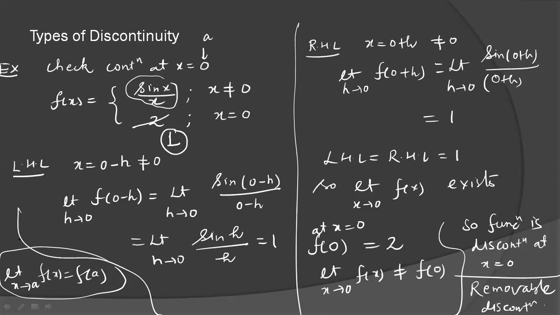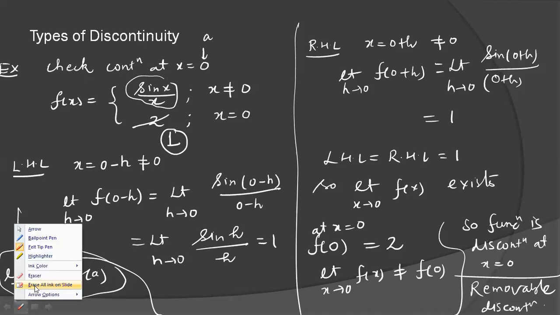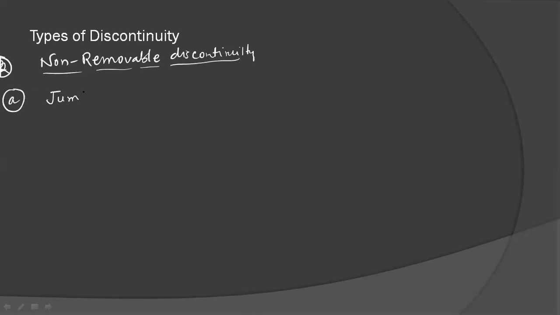Take another type of discontinuity. Second is non-removable discontinuities. We have two cases here. First is jump discontinuity. In this case, limit x tending to a minus, f of x, means the left hand limit, and limit x tending to a plus, f of x, means the right hand limit.